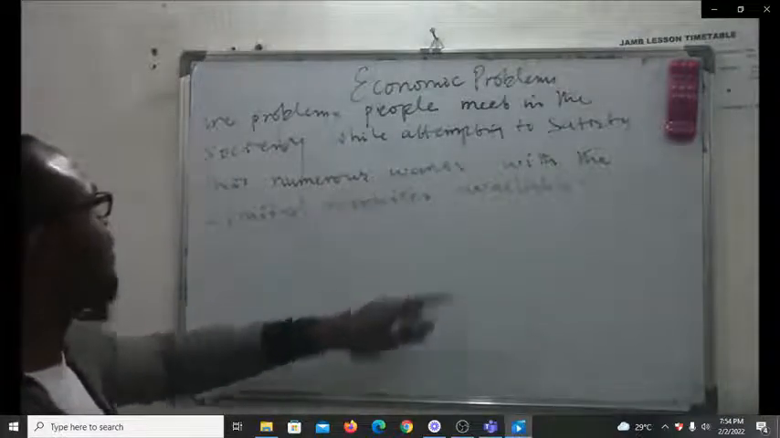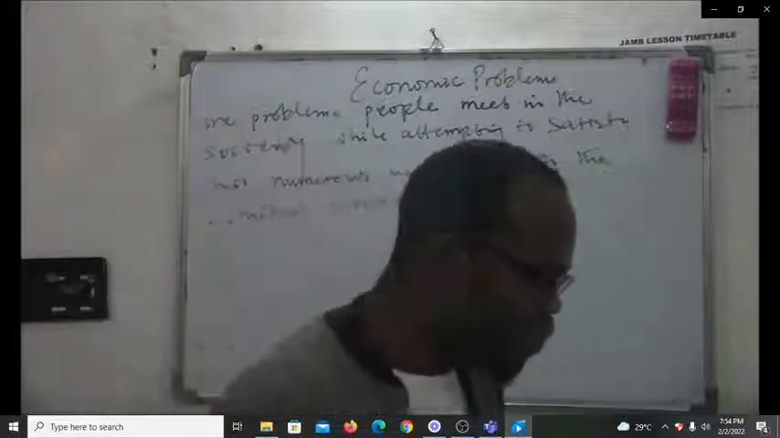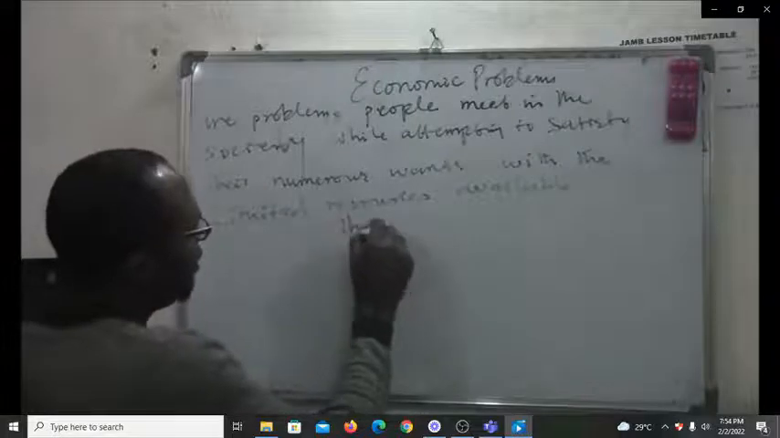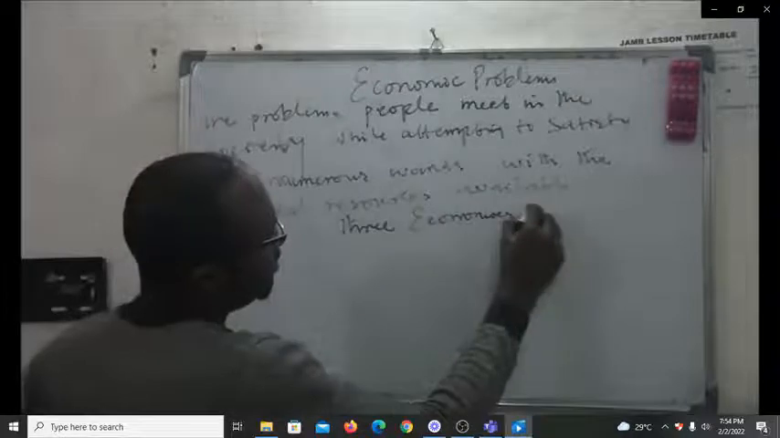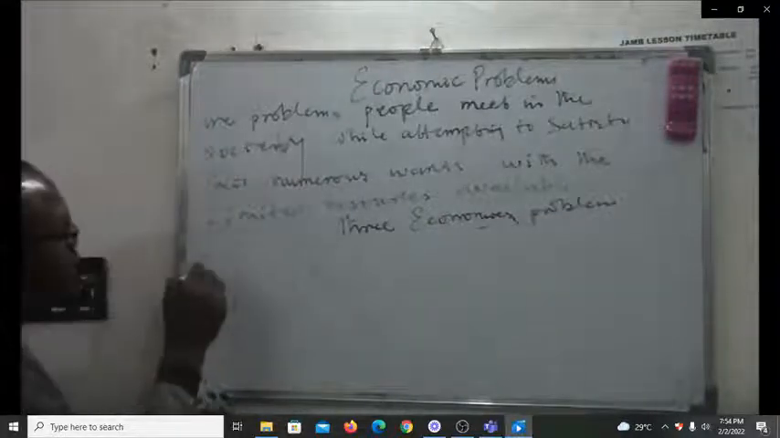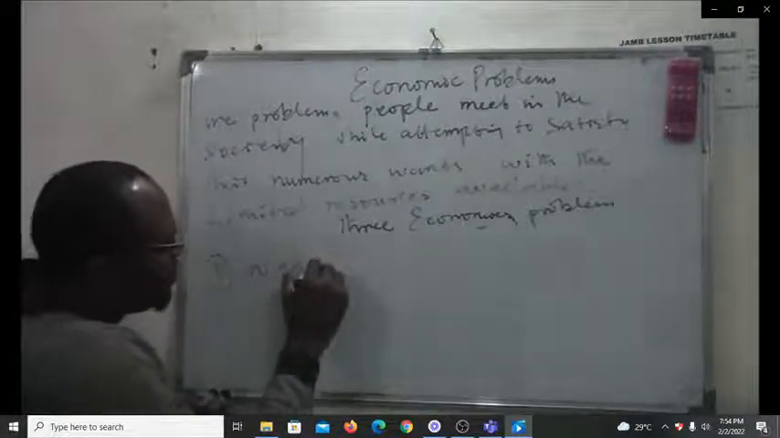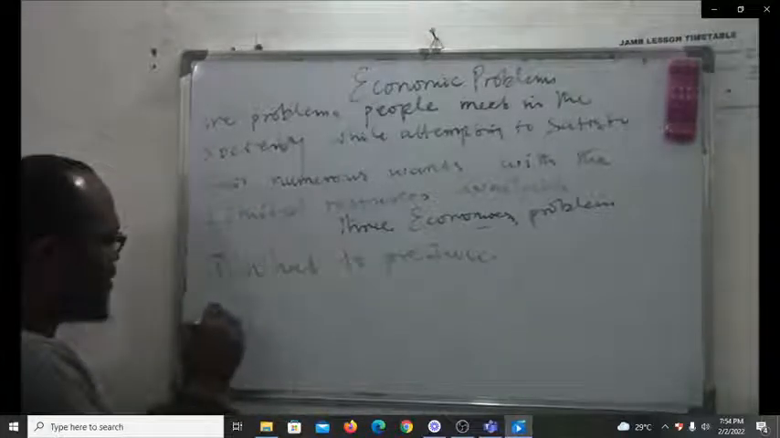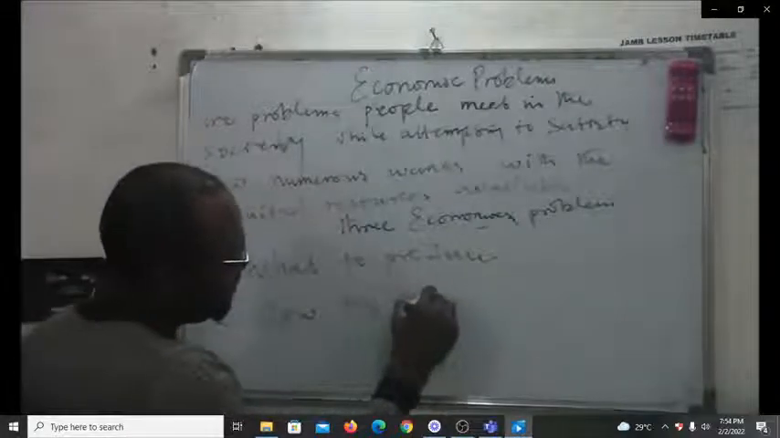So economic problems are those problems that you meet in the society when you are attempting to satisfy your numerous wants with the available resources. There are three economic problems. In economics, we have what? Three economic problems. There are three of them. Is that clear? And those three are problems of what? What to produce. Then number two is what? How to produce.